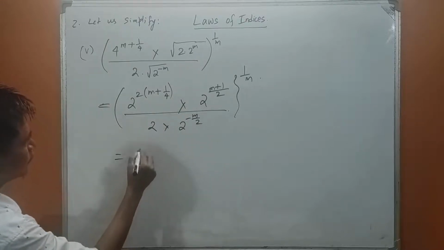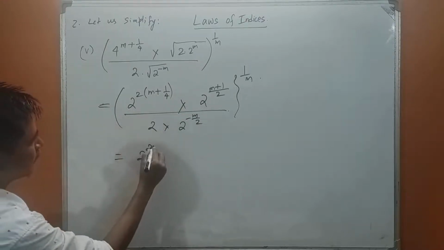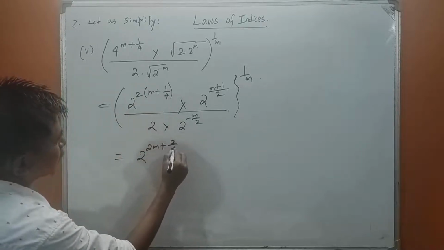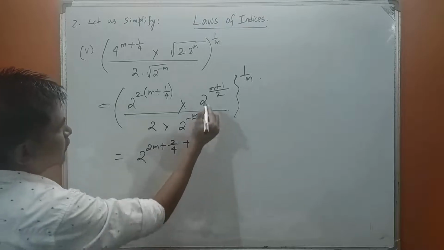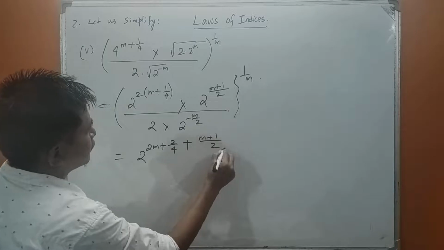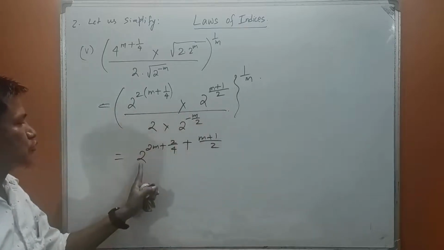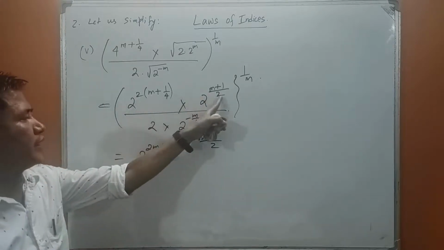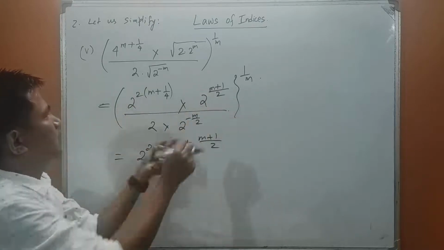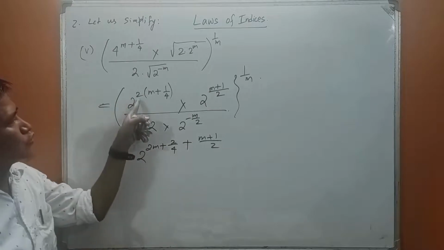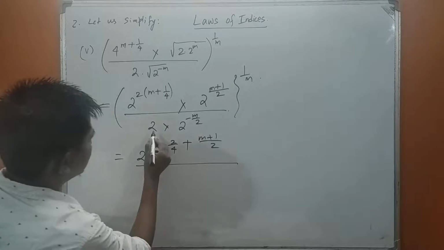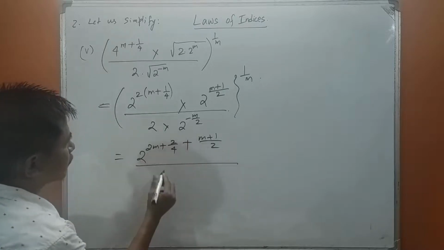So 2 into m, 2m plus 2 1s are 2 upon 4 plus m plus 1 upon 2, m plus 1 upon 2. This 2 and 2 are same, so same base means power will be added. This power is this and this power is this, okay? 2 into m, 2m, 2 1s are 2. I hope you are getting me. In the denominator we have 2 and 2. Same base, so power will be added.